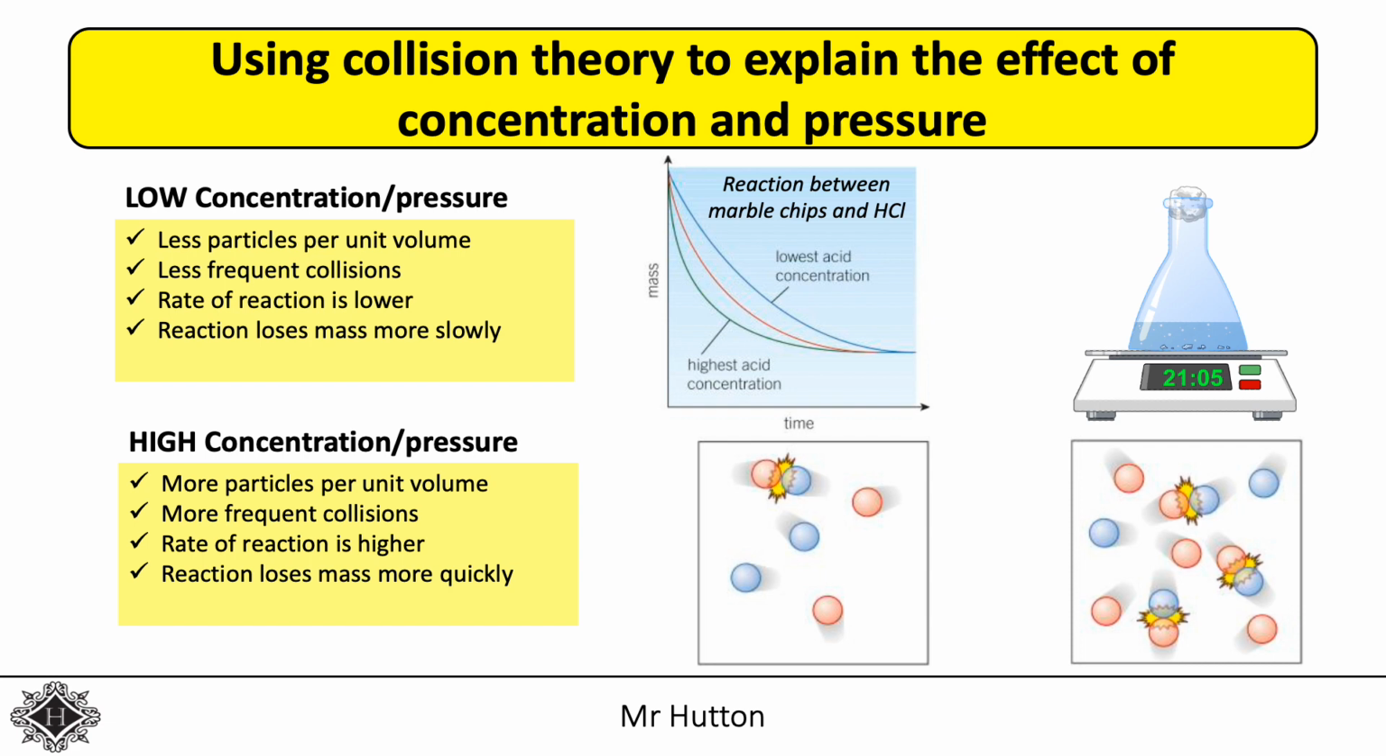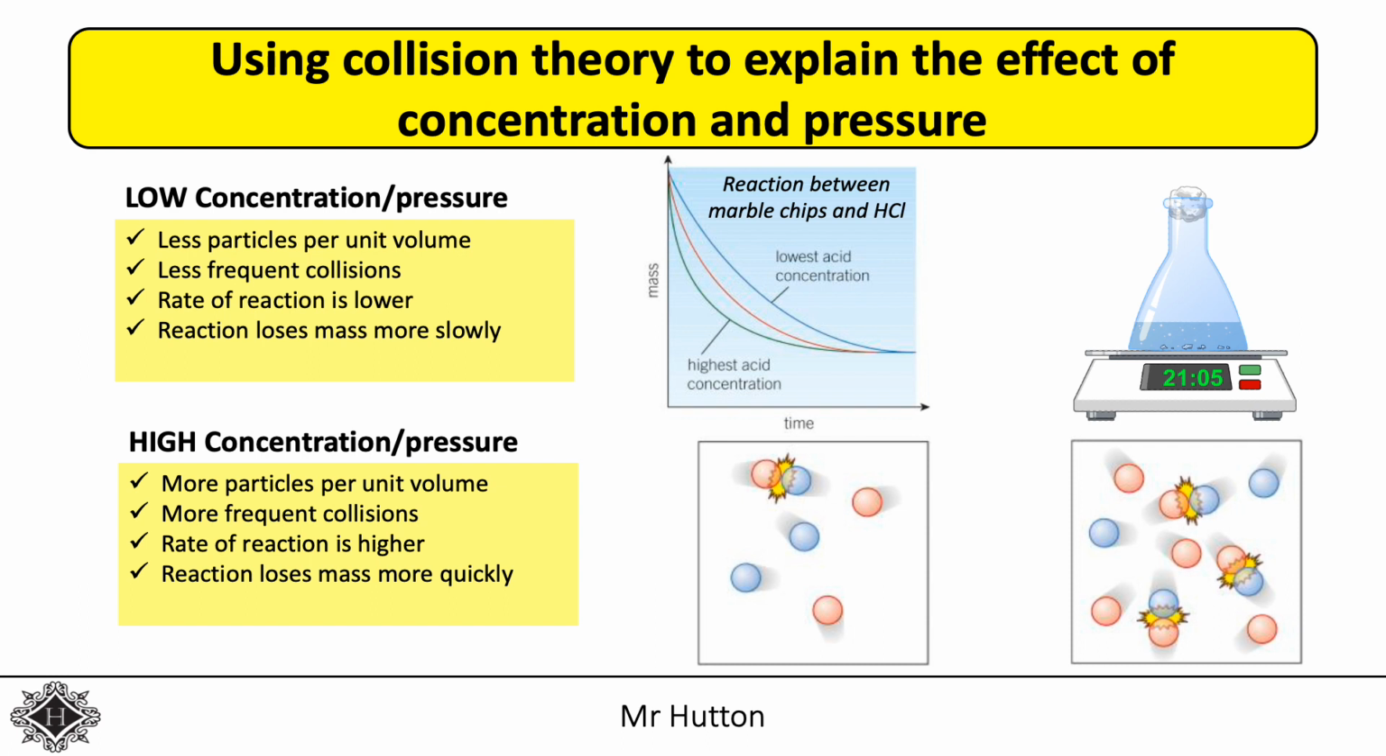Right, hopefully you've come up with some plausible explanations. So for the low concentration, this would be the same kind of answer that you'd write for low pressure as well. Okay, so for low concentration, this is our blue line, there's less particles per unit volume. So there's less frequent collisions, so the rate of reaction is lower. So the reaction loses mass more slowly. Right, so we're linking it to the number of particles per unit volume and also the frequency of collisions.